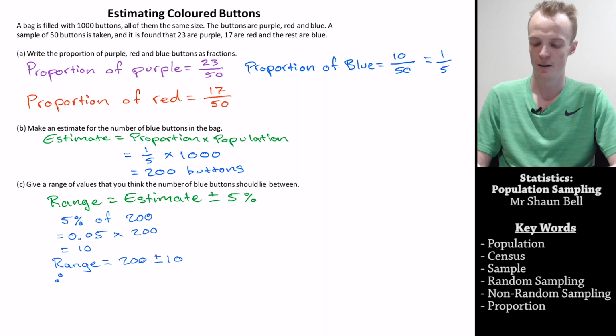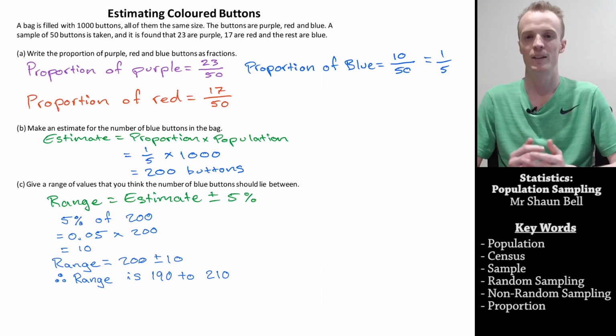So therefore, our range is going to be between 200 subtract 10, which is 190, to 200 add 10, which is 210. So in a sample of just 50 buttons, I've now found a minimum and a maximum range that the total number of blue buttons is likely to be in the full 1,000 or the whole population.